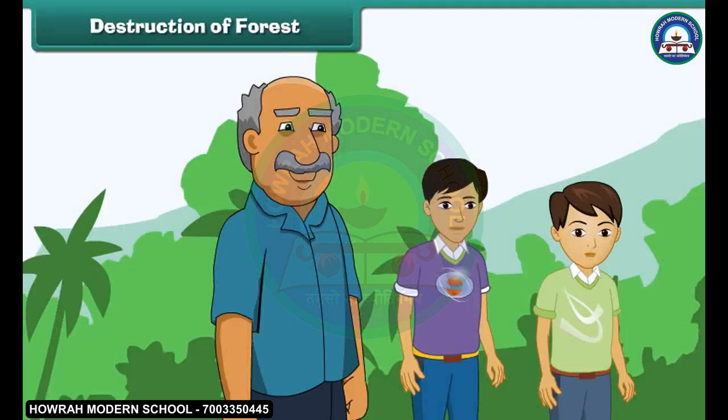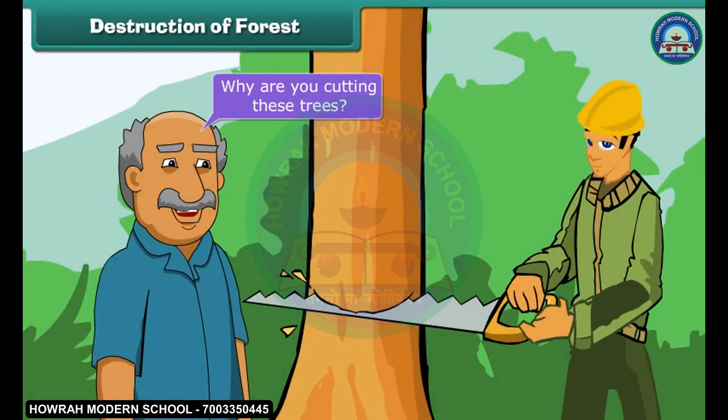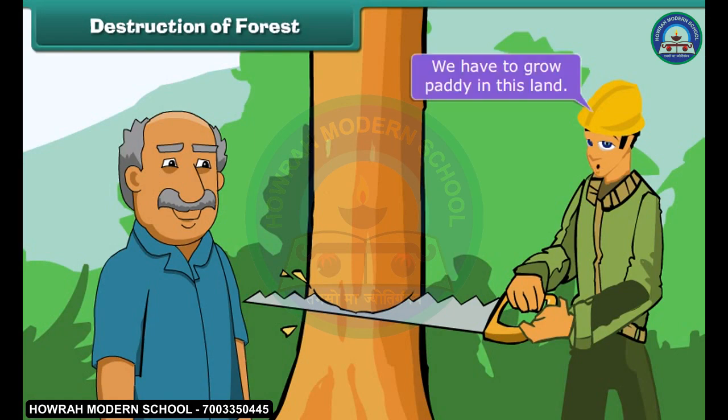Destruction of forest. When Shyam, Ram and their uncle reached the other end of the forest, they saw some people cutting the trees. Why are you cutting these trees? We have to grow paddy in this land.